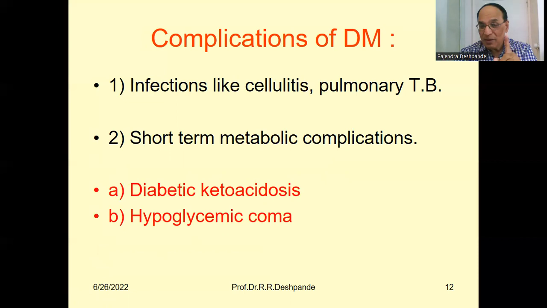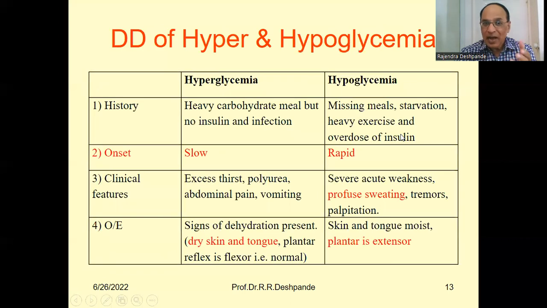But for hypoglycemic coma, the relatives should understand the symptoms and signs of hyperglycemia and hypoglycemia. So this chart is very important. History: heavy carbohydrate meal but no insulin, and infection. The patient is always taking sweets. He doesn't bother about diabetes. High calorie diet. Then that is very dangerous because it is a silent killer.